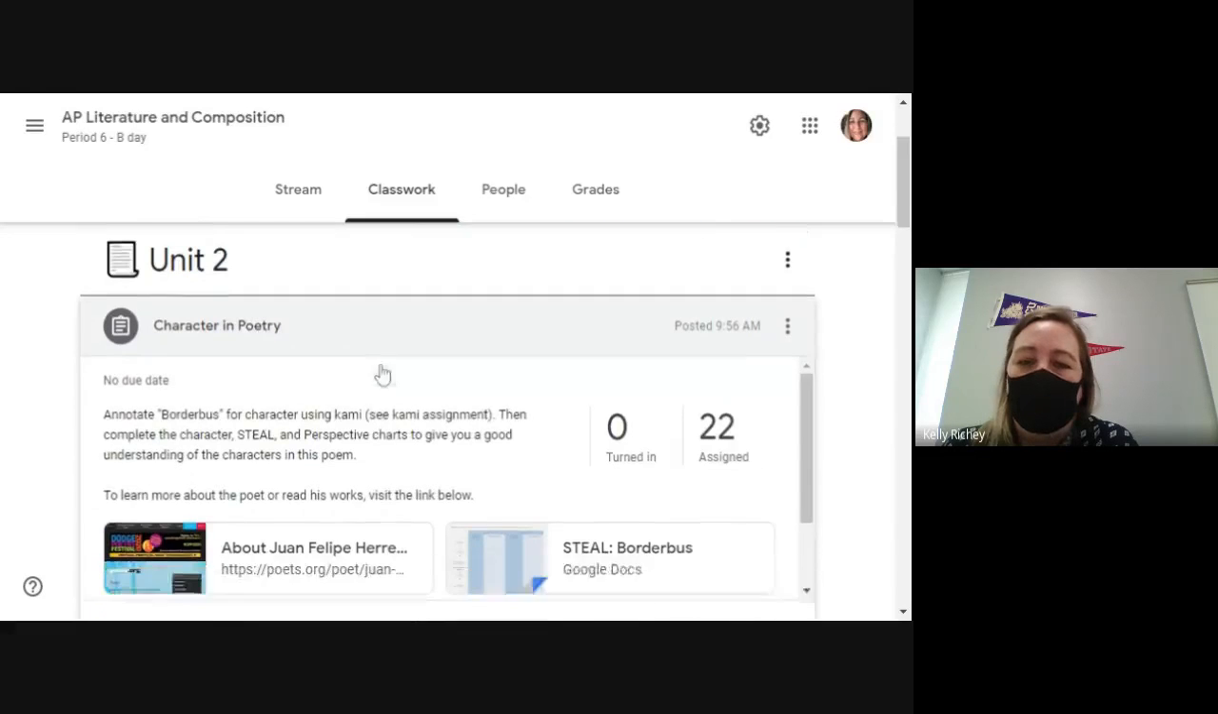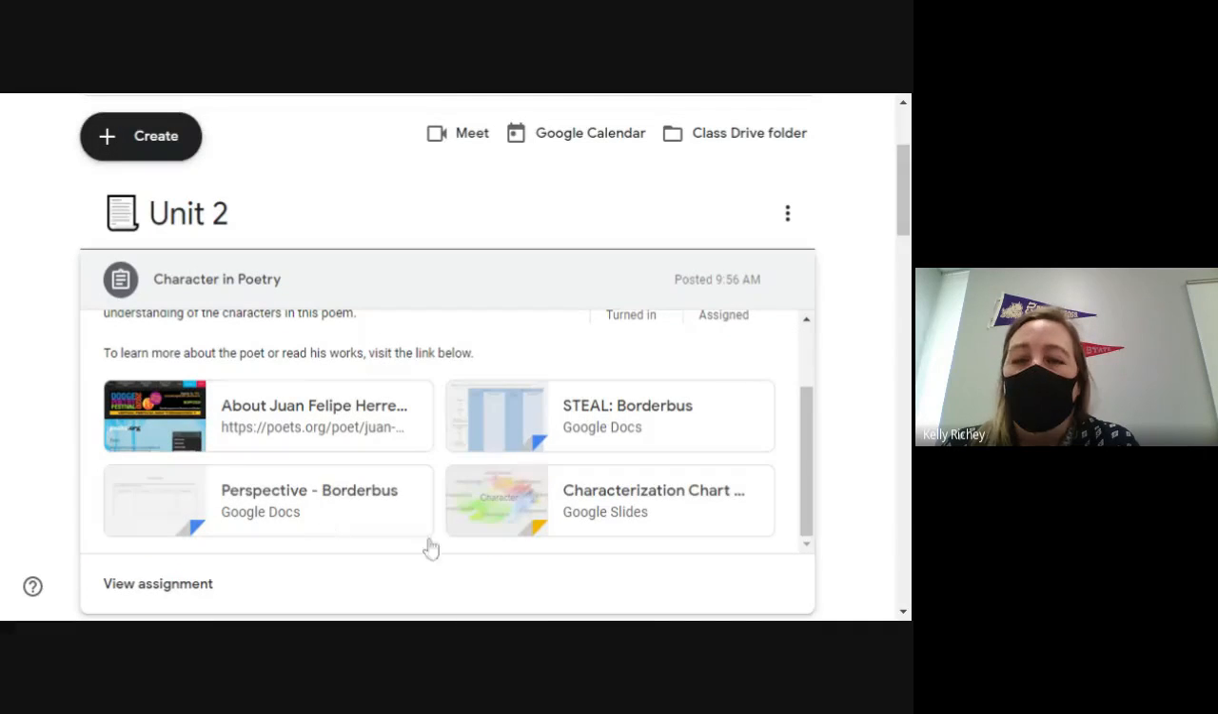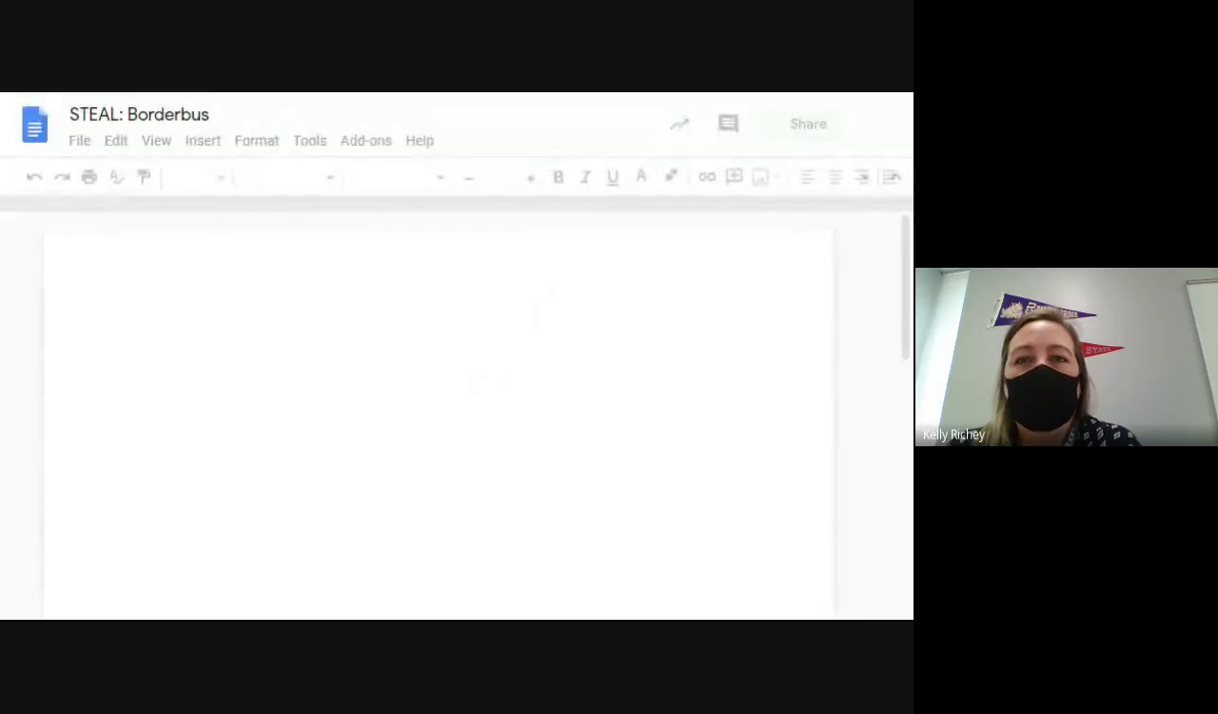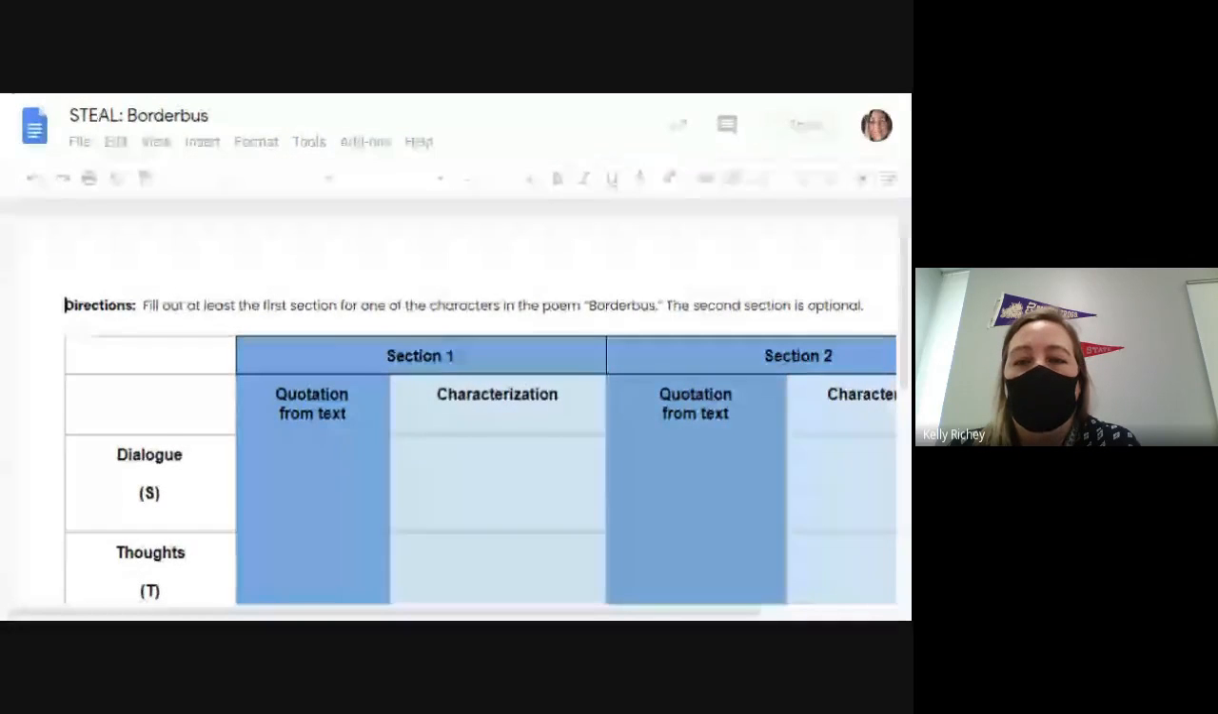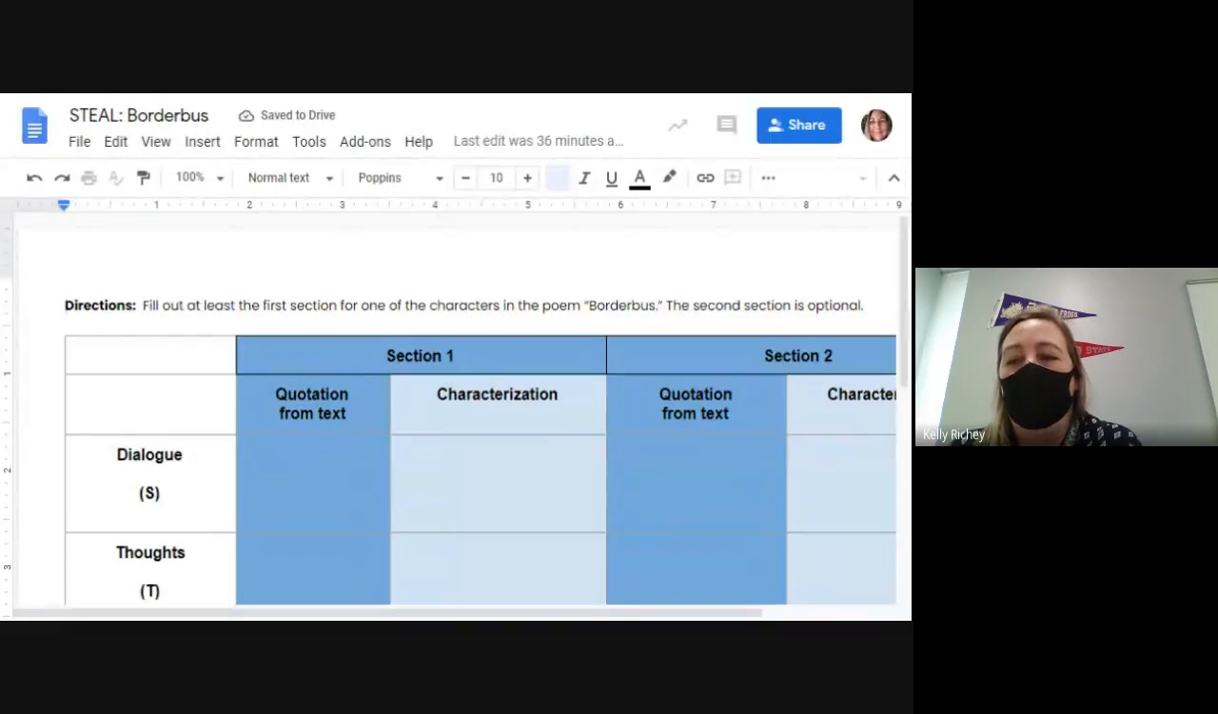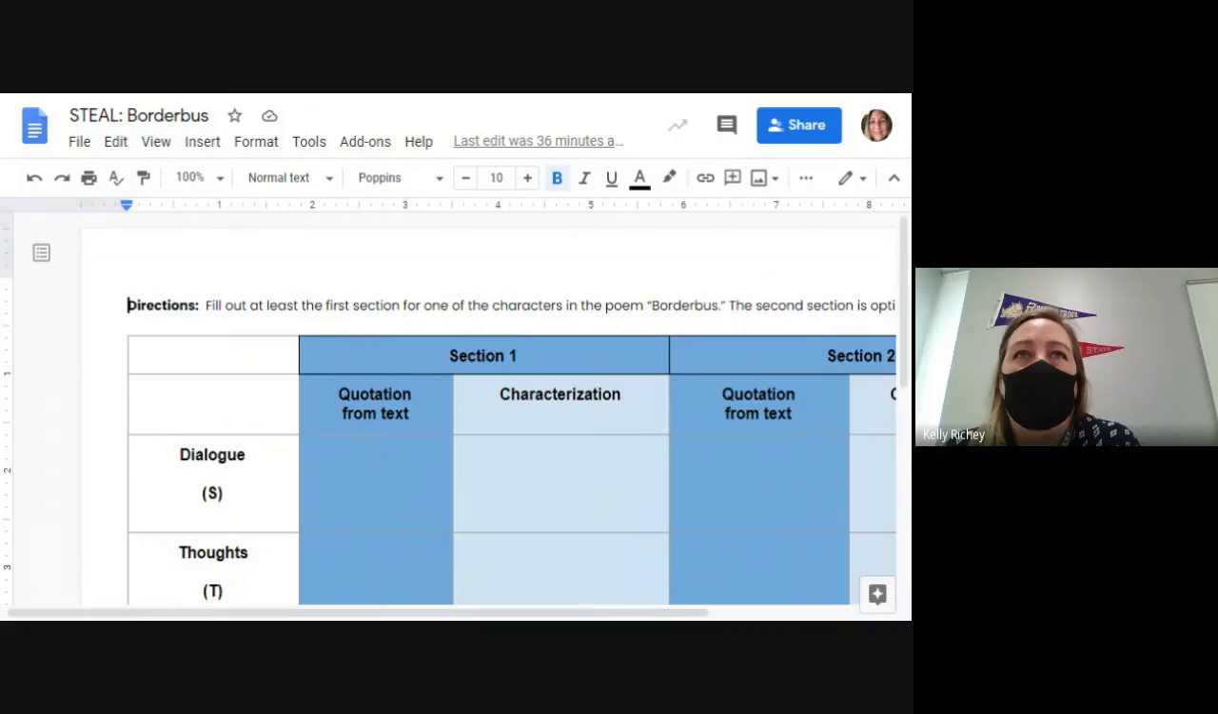And then the second one, which I'm going to talk about quickly, are the three charts. You're going to pick a character from Borderbus, and you're going to fill in the three charts for it, okay? There's a little change this time to the steel chart. On the steel chart, you still have four columns, right? The quote and the characterization, and then the quote and the characterization. I'm only requiring you to fill out one, okay? If you want some extra points, you can definitely do the second one, but I think one is enough.